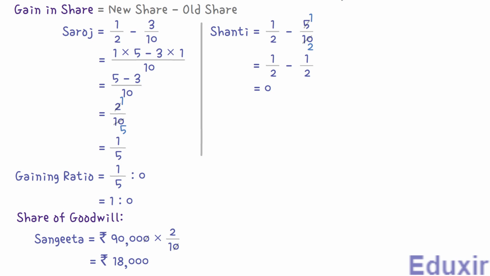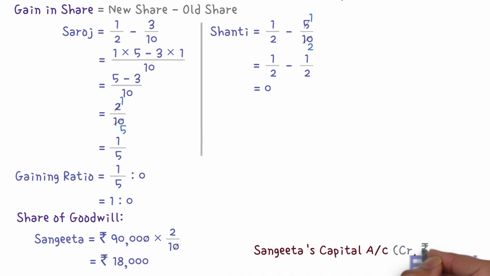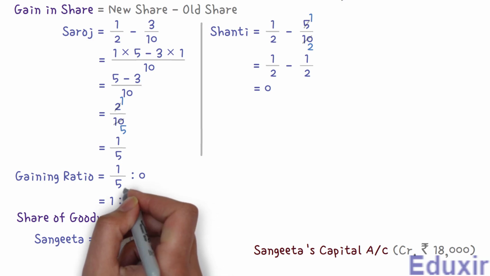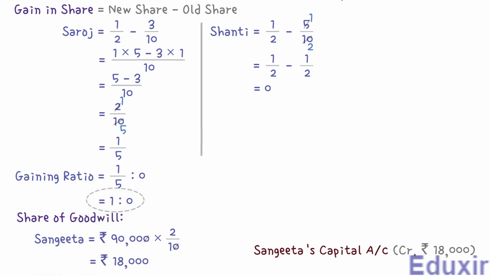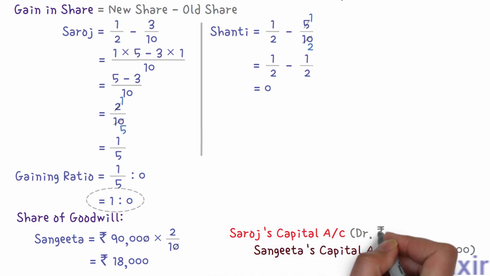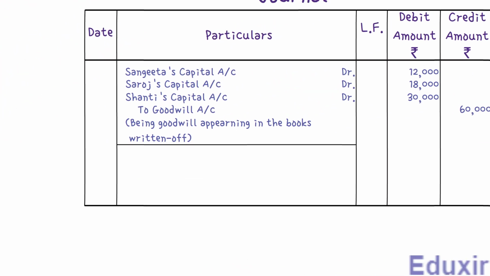Now, to distribute this goodwill share to the retiring partner Sangeeta, her capital account should be credited with 18,000 rupees. And as we have already seen from the gaining ratio, all this share should be contributed by the remaining partner Saroj. So, partner Saroj's capital account should be debited with 18,000 rupees. With this analysis at our disposal, let's now proceed to generalize this transaction.